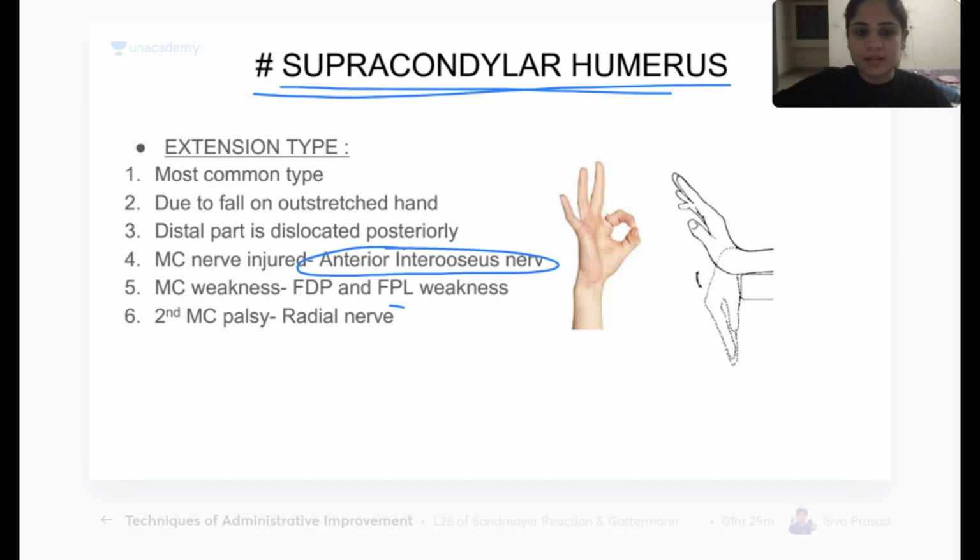What if the patient has radial nerve palsy? Then what is the sign that you will see? In radial nerve palsy, what is the sign that we will see in the patient? Very good, wrist drop.